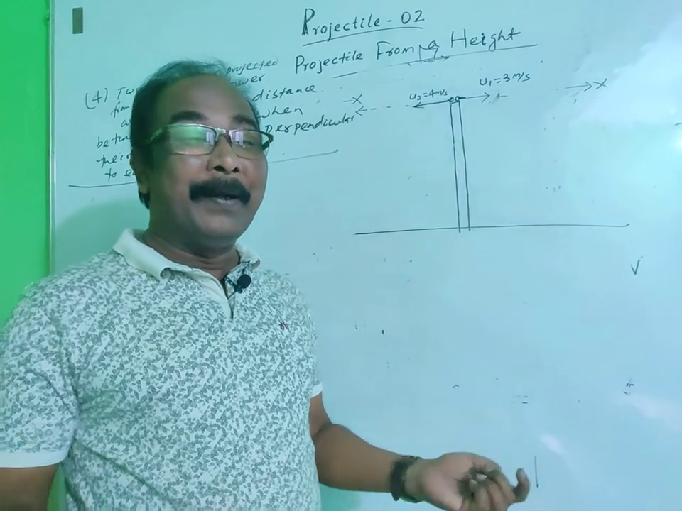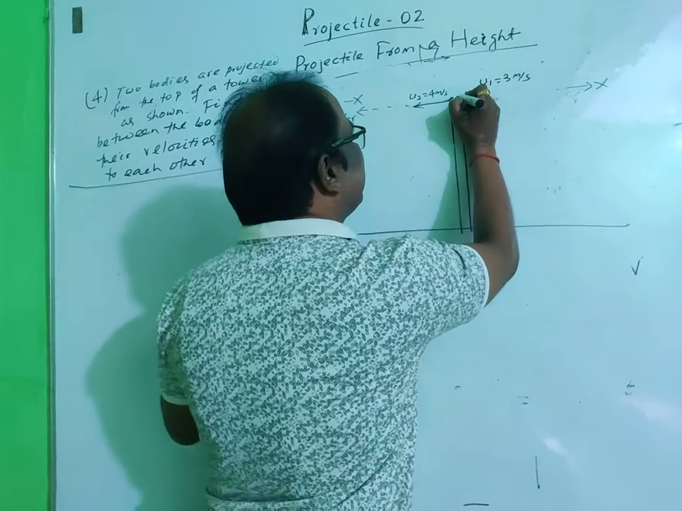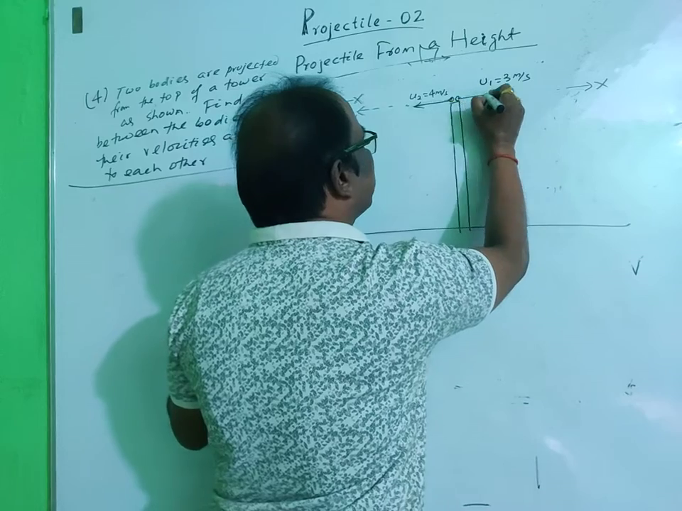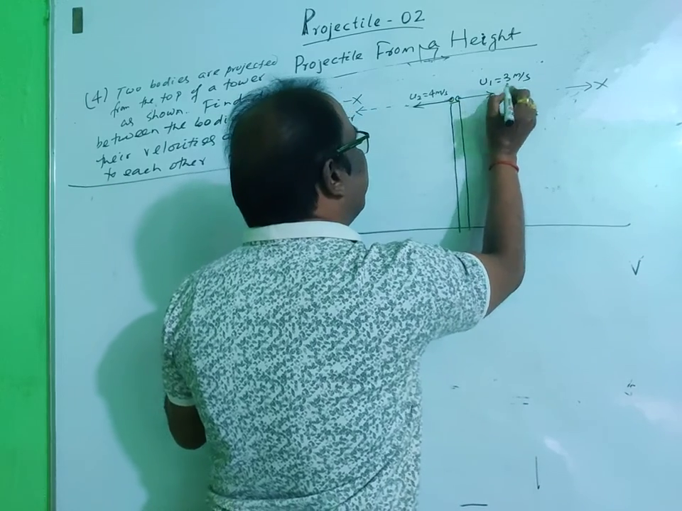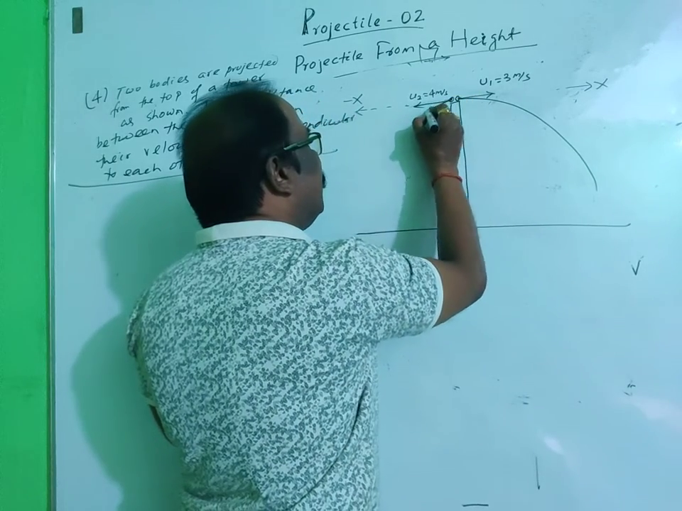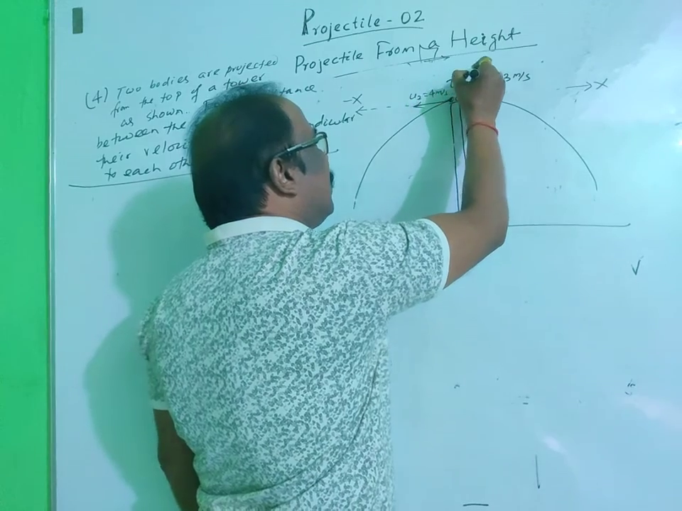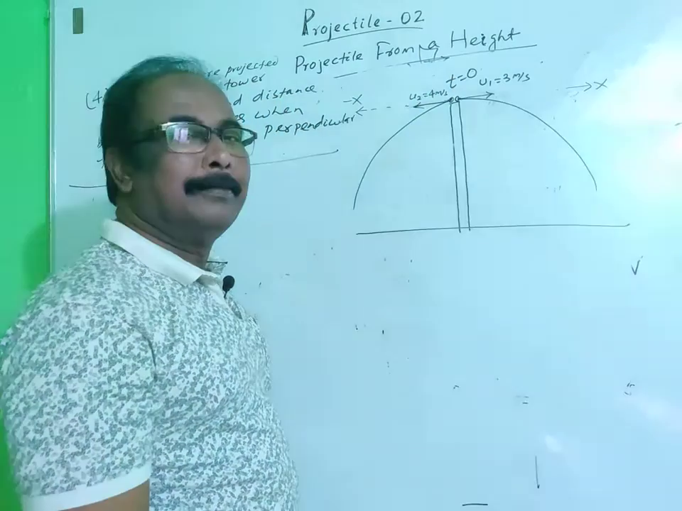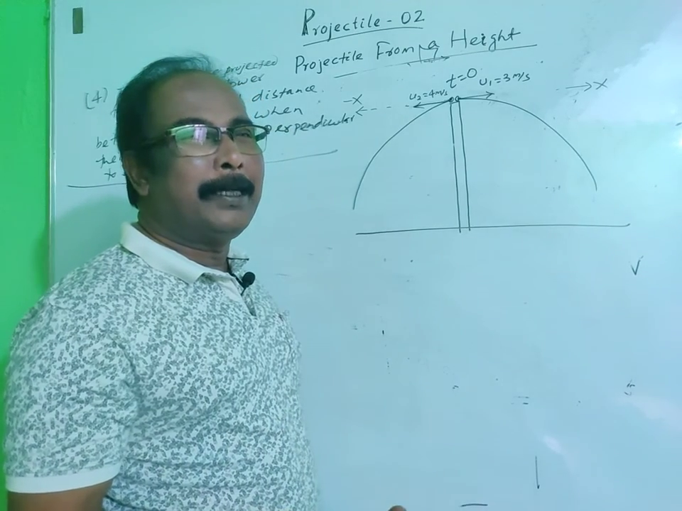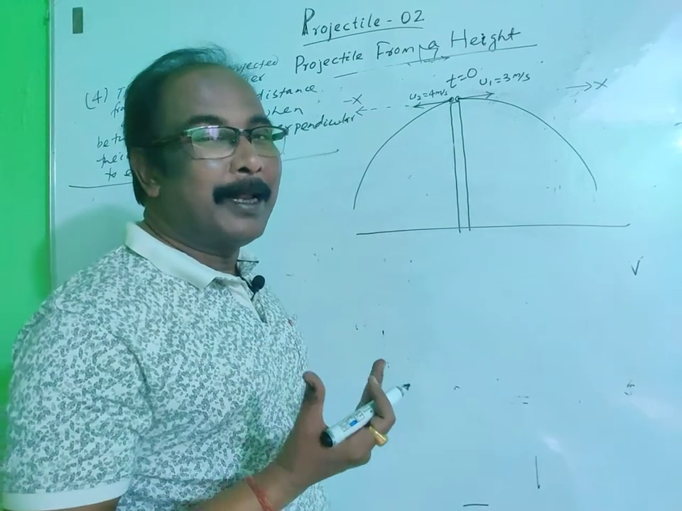Good question. You must pause the video and try it once. See, this projectile will move in a parabolic path, and this projectile will also move in a parabolic path. Let when the bodies are fired, the instantaneous time is 0. The two bodies are projected in opposite horizontal directions at the same time.